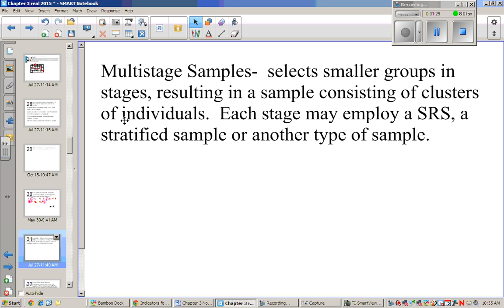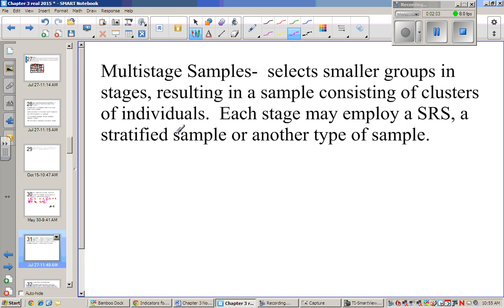Another thing that pops up is multi-stage samples. There are many ways to do this, and this is very, very common for running big studies. A lot of big studies don't just use one type of sampling. They might use 3 or 4 different types of sampling. They might use a cluster sample by state, and then do another cluster sample by county, and then do another cluster sample by neighborhood, and then finally do a stratified at the end.